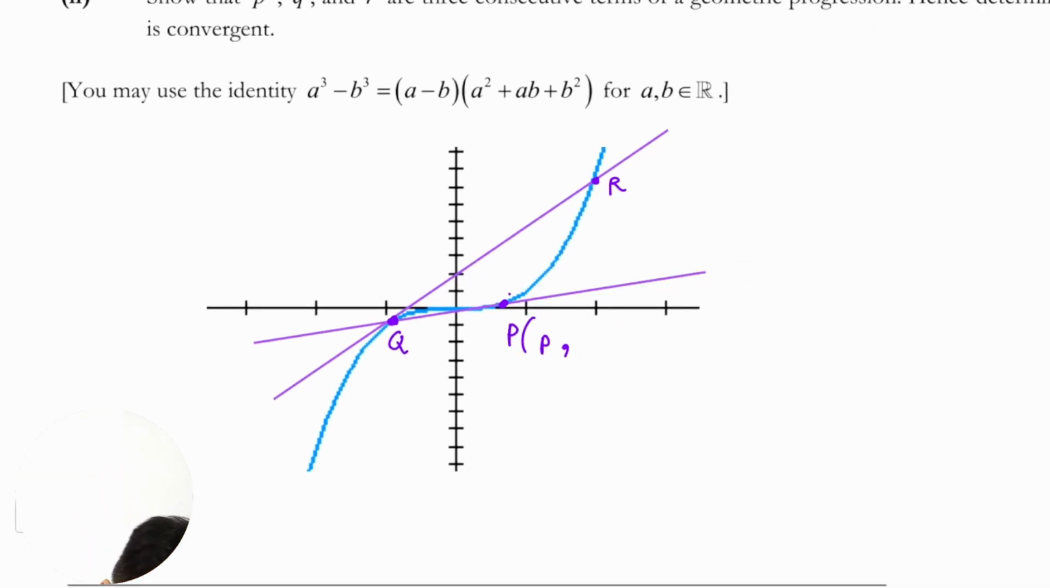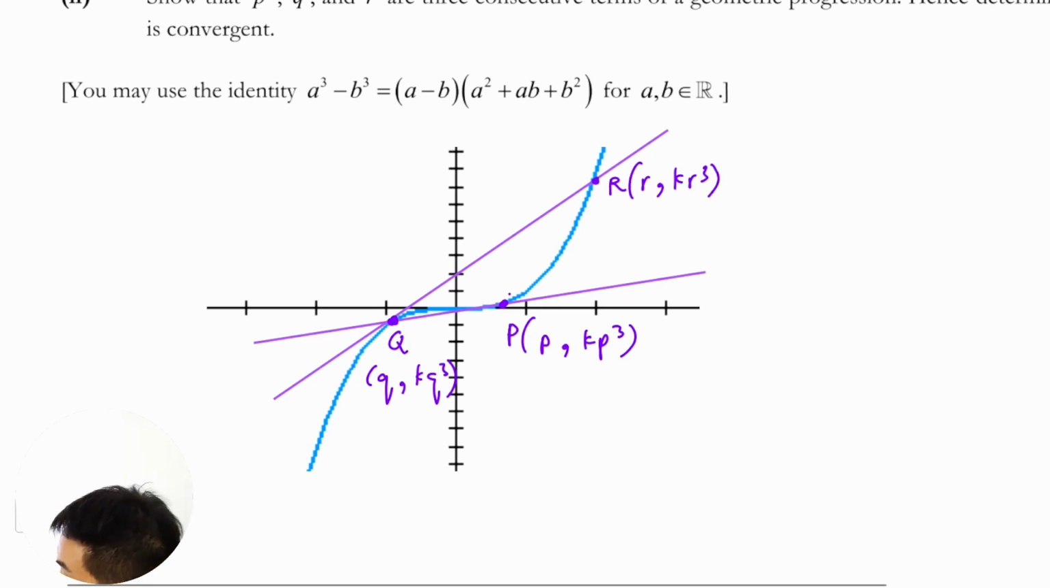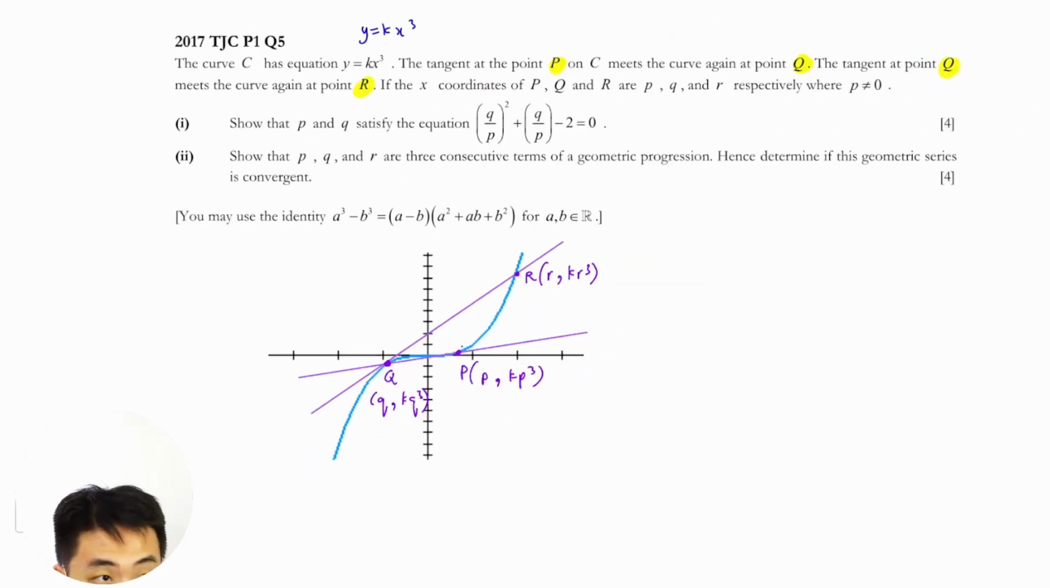This is actually Q, (q, kq cubed). And R is (r, kr cubed). First, I must understand this question here. This is the one that you write down. Then the next part is show that p and q satisfy q squared plus pq minus 2p squared equals 0.